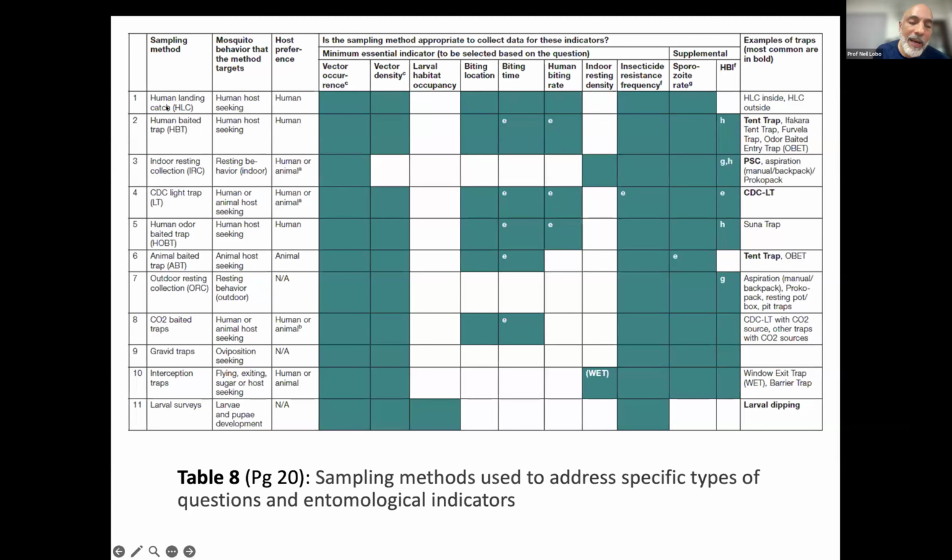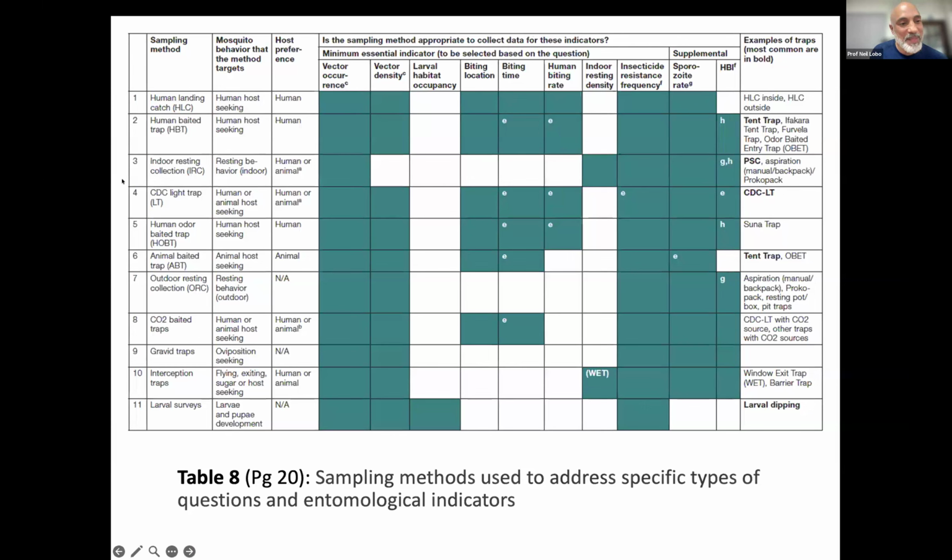It also cannot look at your human blood index, because when you capture mosquitoes with a human landing catch, you're biasing your collections towards mosquitoes that can possibly feed on the human landing catcher, right? That mosquito didn't have a choice to feed on a human or a cow. It just went straight to a human. So you're biasing those results. Everything in green is where that method is appropriate to collect data for a specific indicator.